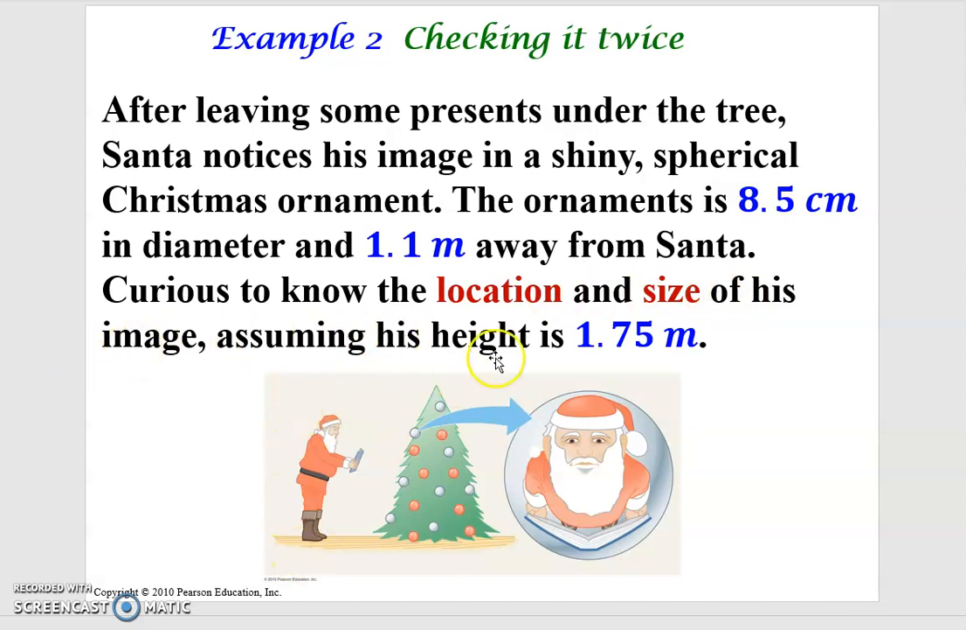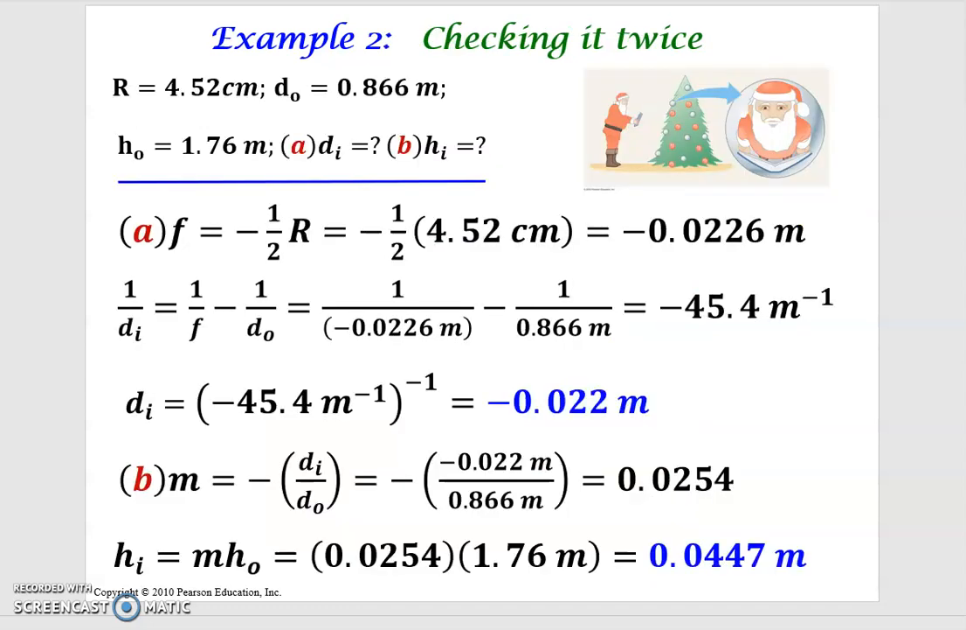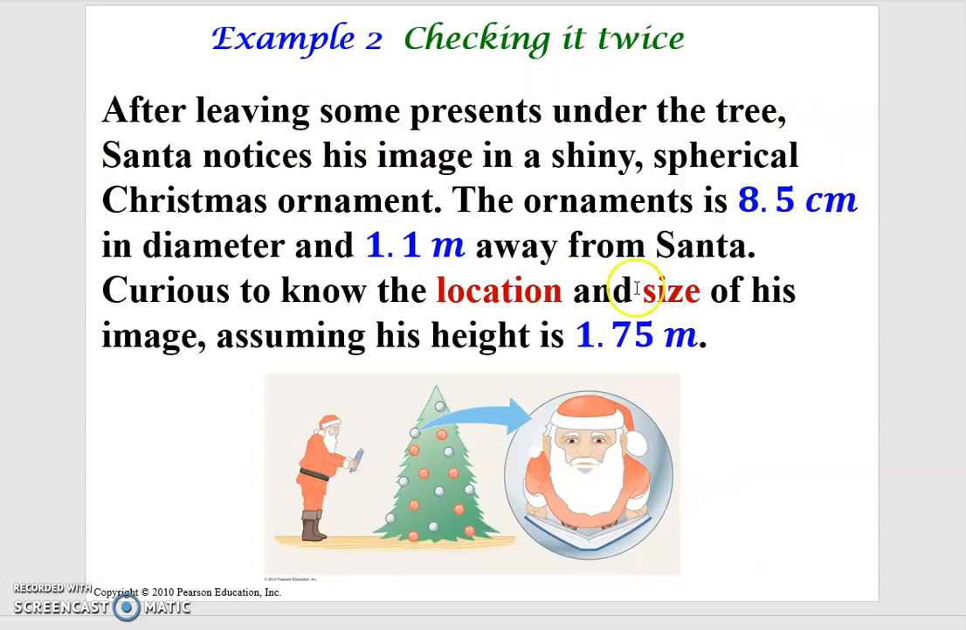Assume Santa Claus's height is 1.75. So this is h_o. So you have h_o, d_o, and this is 2 times R. Therefore, in order to find the position and the size of the image, let's find the focal length first. How do we find the focal length? This is a convex one. So the focal length is negative 1/2 of the radius. And what is the radius? It is 4.52, which is half of the value.